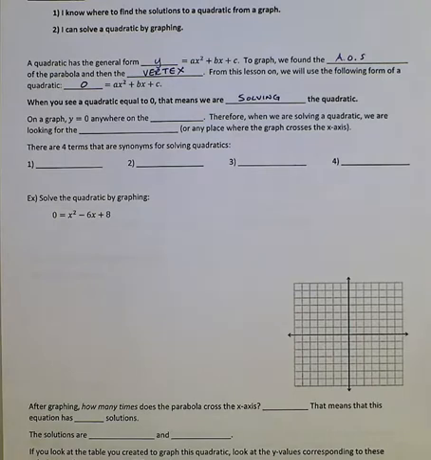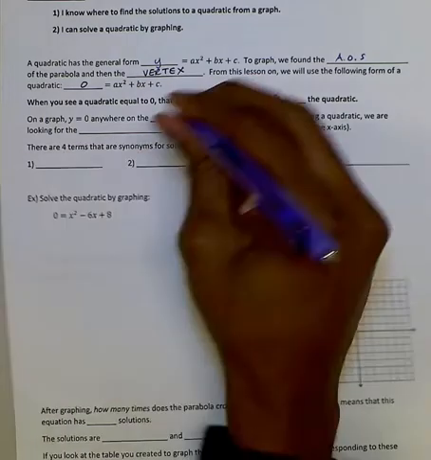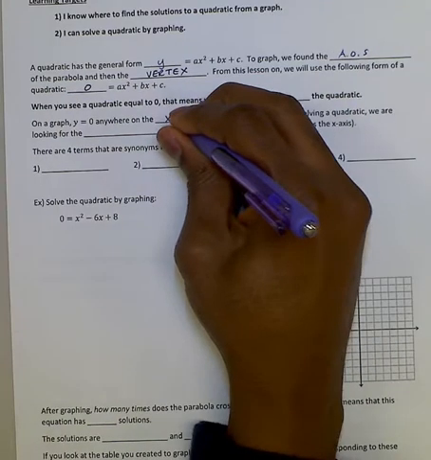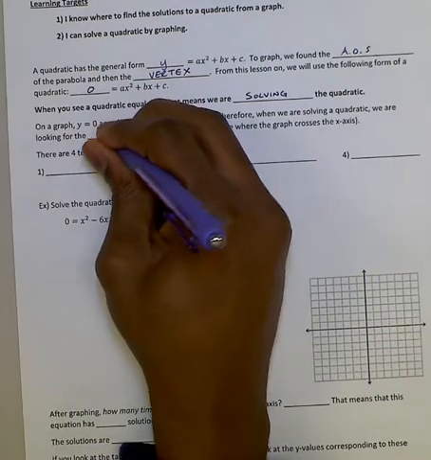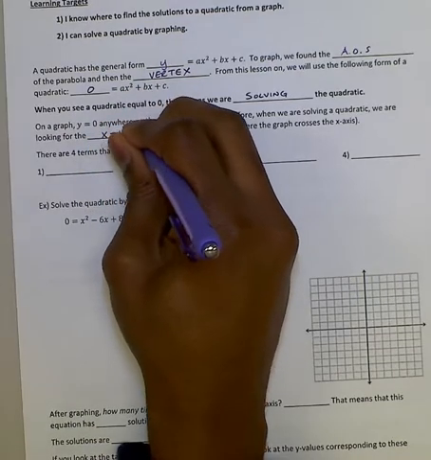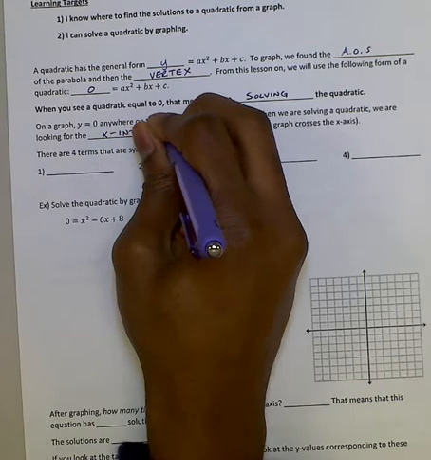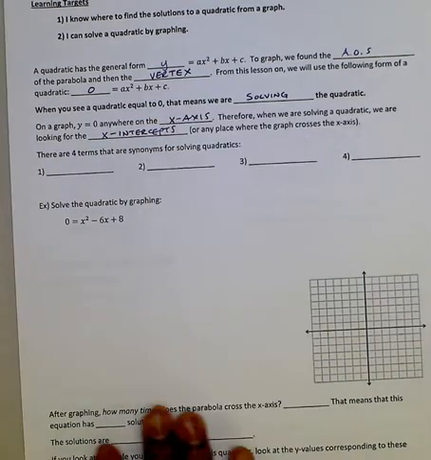Okay, on a graph, y equals 0 anywhere on the x-axis. Therefore, when we are solving a quadratic, we are looking for the x-intercepts, or any place on the graph where the graph crosses the x-axis.